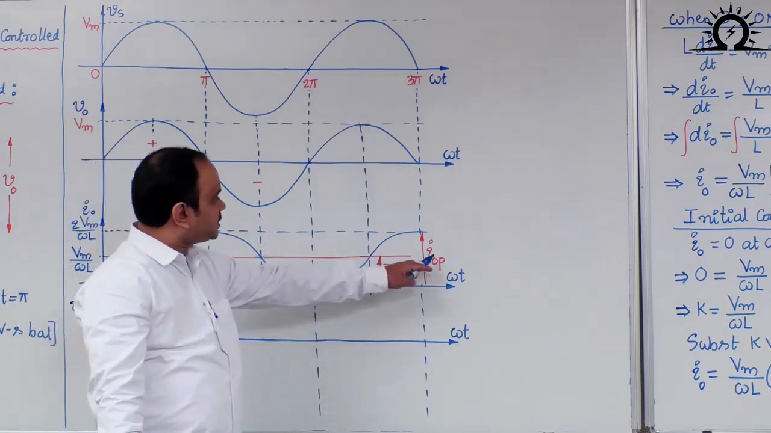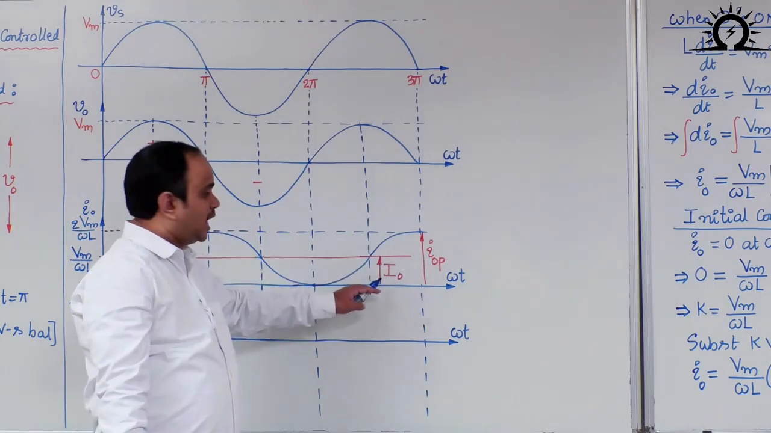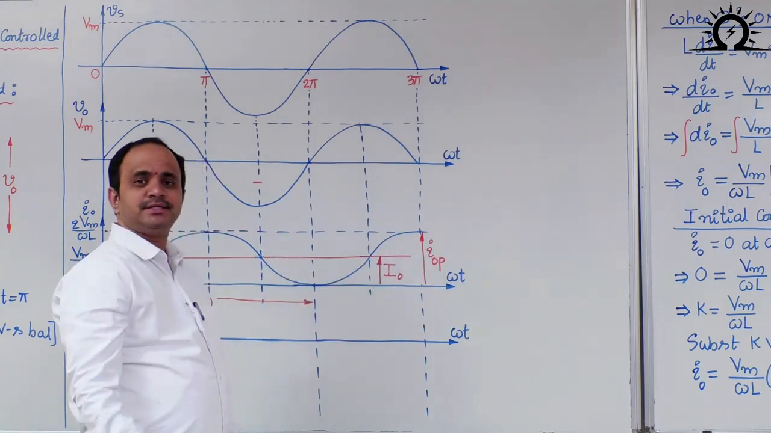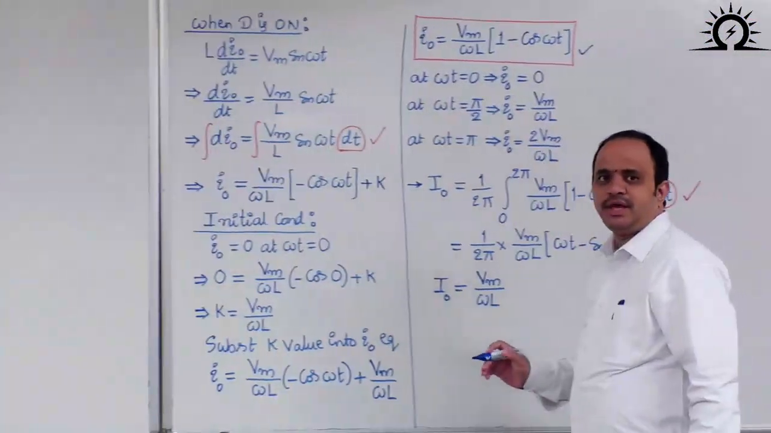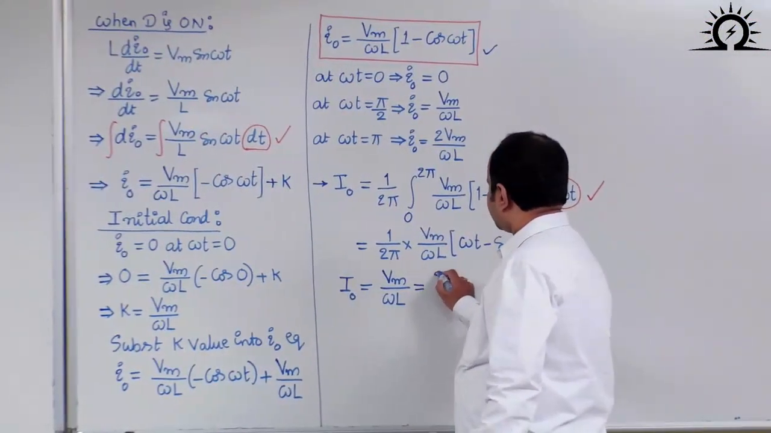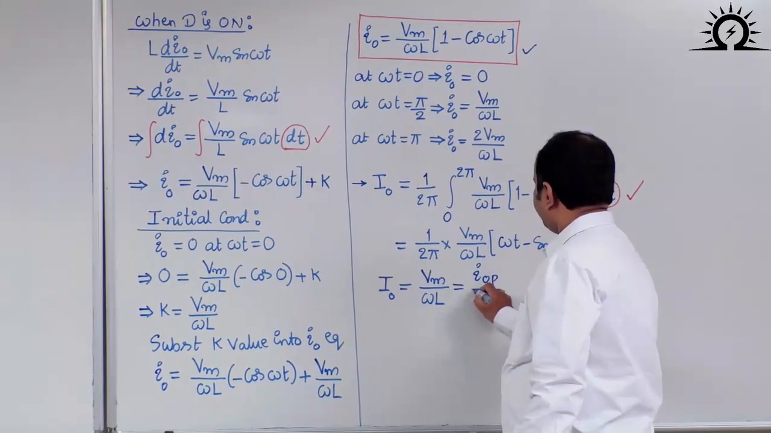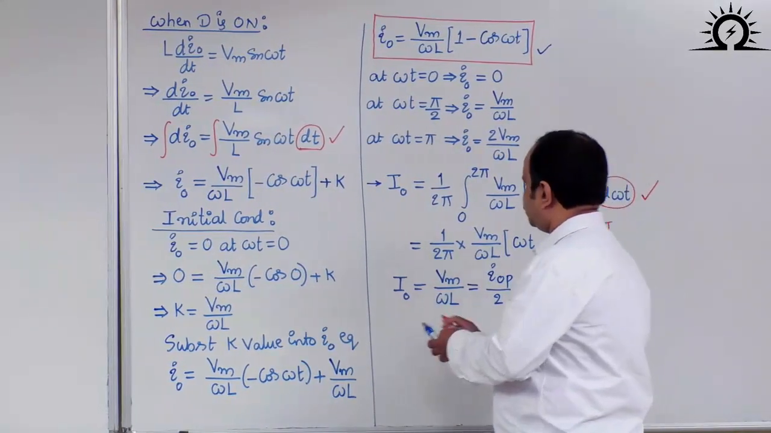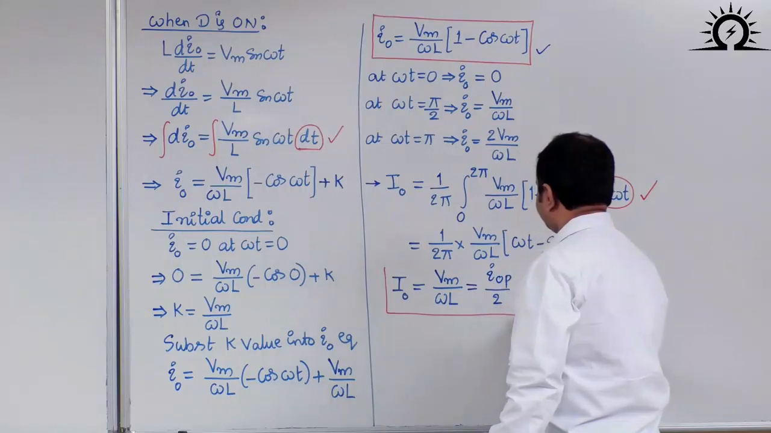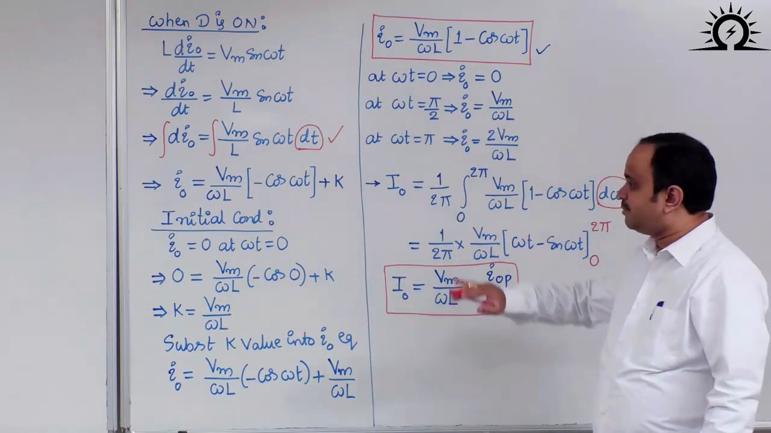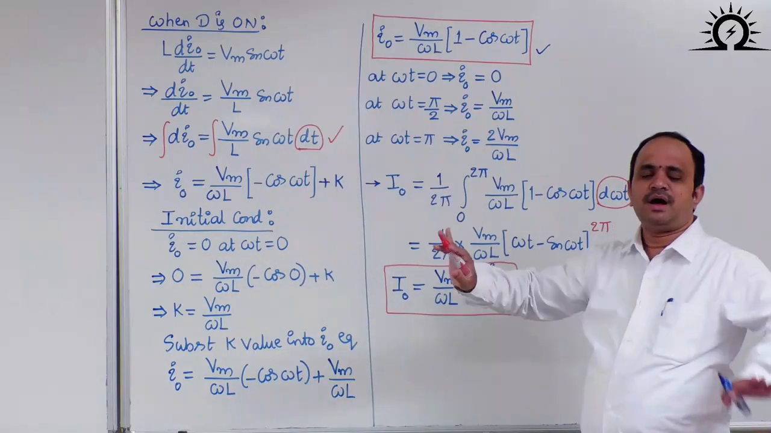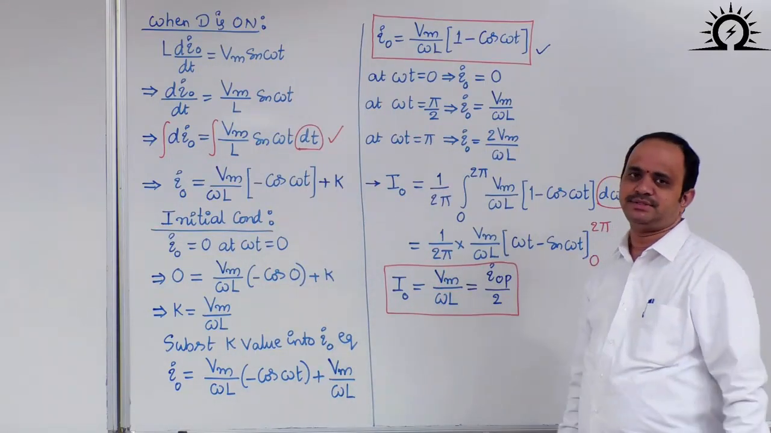So what is the relation between these two variables? Average output current is half of the peak instantaneous value. Therefore I can write IOP divided by 2. Now we can put this in one box. This is about the pure inductor half wave uncontrolled rectifier analysis.